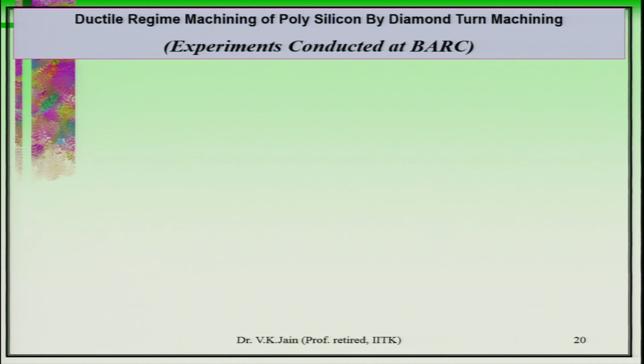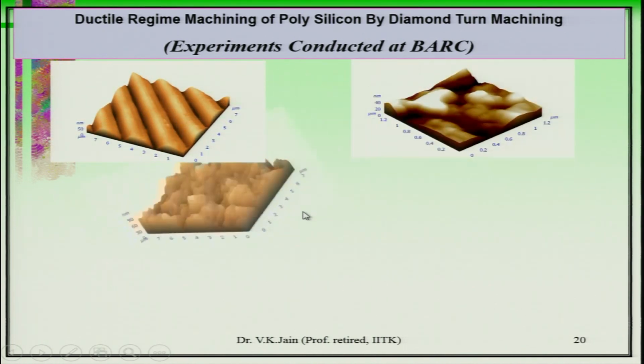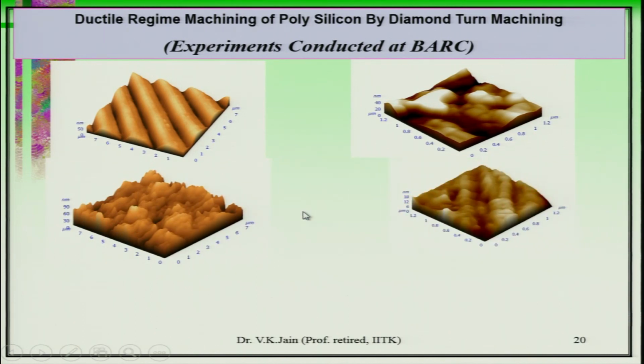Then ductile regime machining of polysilicon by diamond turn machining. These are the experiments that were conducted by the group of Dr. Bala Subramaniam and others at Bhabha Atomic Research Center, Mumbai, India. You can see very interesting surface finish photographs. They had the feed per revolution of 250 nanometer.